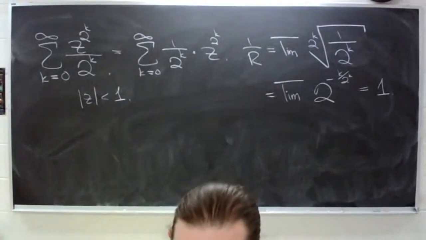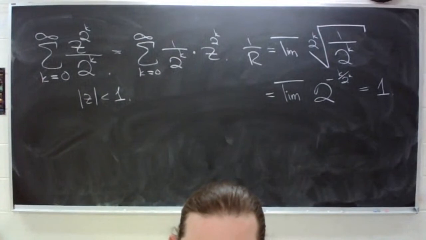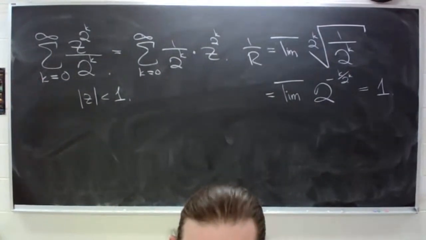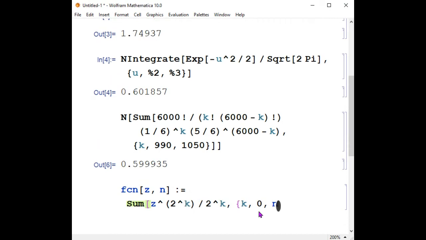All right, but let's see what this function's behavior looks like on this circle of convergence. I'm going to go ahead and define this function. It would be the sum of z to the 2 to the k divided by 2 to the k, where k runs from 0 to n.